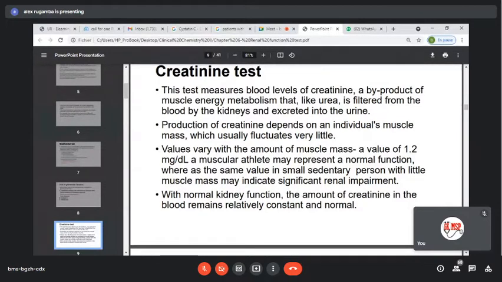So if your kidneys are working properly, then the amount of creatinine will remain constant in both blood and urine. But if your kidneys are not working properly, then the creatinine in the blood will be elevated, which indicates that your kidneys are not working properly. Of course, that will indicate a problem, especially in the glomeruli.